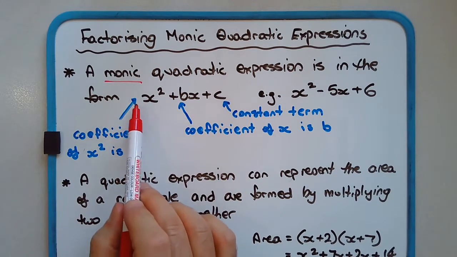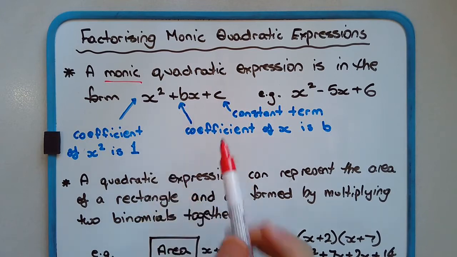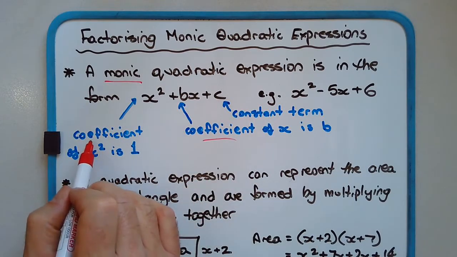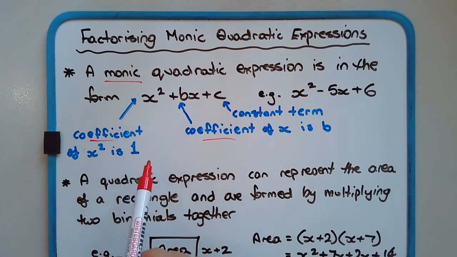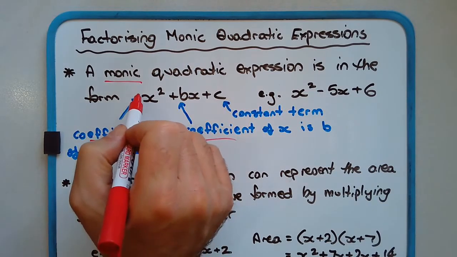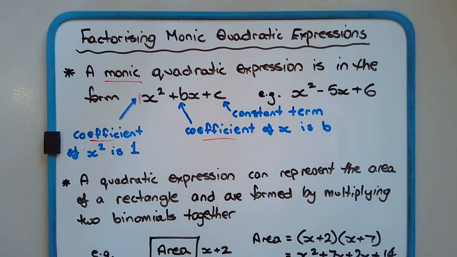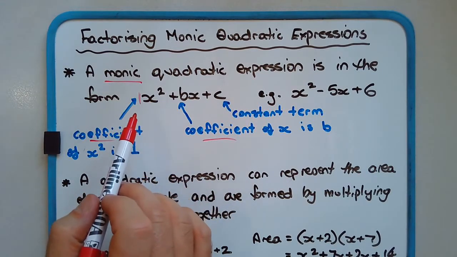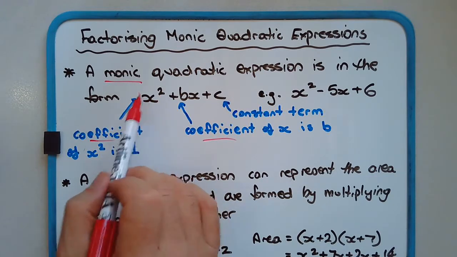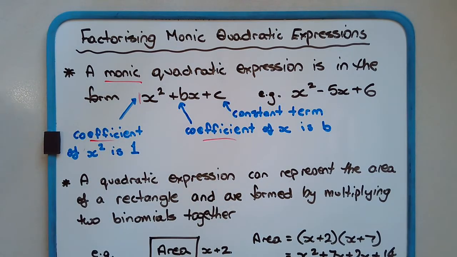The numbers that multiply these variables are called coefficients. I'm just introducing a little bit of terminology here. The coefficient of x squared is in fact 1. We don't show the 1, but there is a 1 there. That's why it's called monic, because the variable that has the highest power, the 2, there's only one of them. Its coefficient is 1.